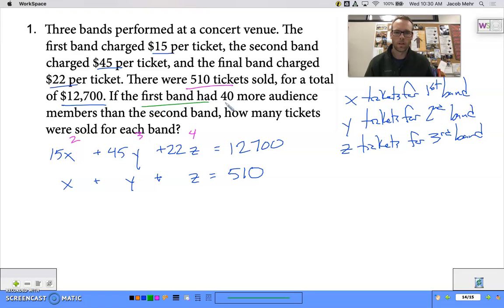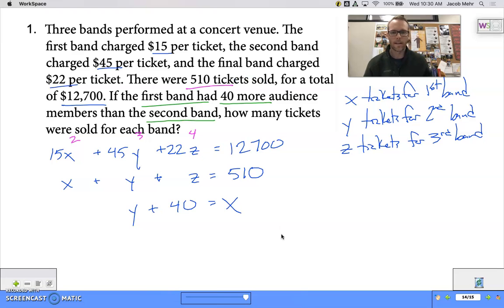First band, 40 more than second. First band had 40 more than the second. So if I take the second band and I add 40, I get the number of tickets for the first band. The number of tickets for the second band plus 40 has to be the number of tickets for the first band because the first band's 40 more.